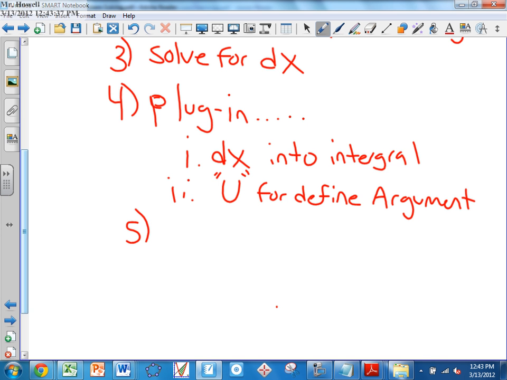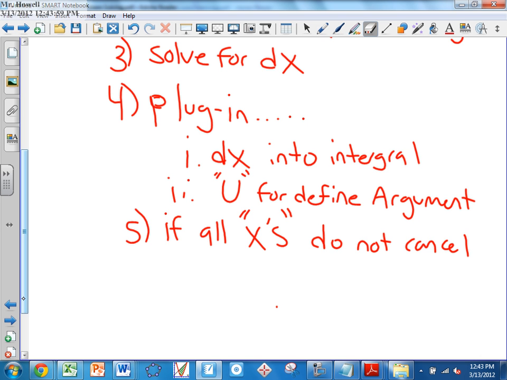Okay, so I'm writing: if all x's do not cancel, you chose the wrong u, then start over and choose a new u. Don't put cancel, just say do not cancel, then start over, because you're not canceling anything.